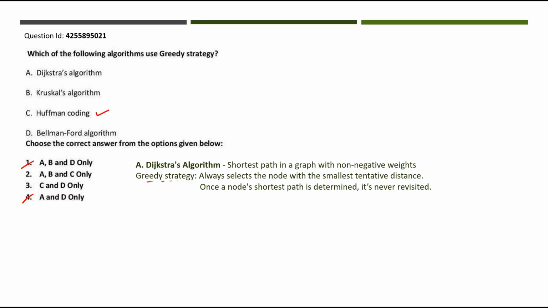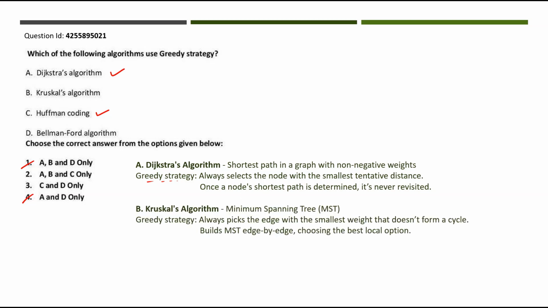So definitely A is there in the solution. What about Kruskal's algorithm? This algorithm is used to find the minimum spanning tree. How is the greedy strategy applied? It always picks the edge with the smallest weight that doesn't form a cycle. We are picking an edge with the smallest weight. At the same time, that edge should not form a cycle in the minimum spanning tree that we are constructing.